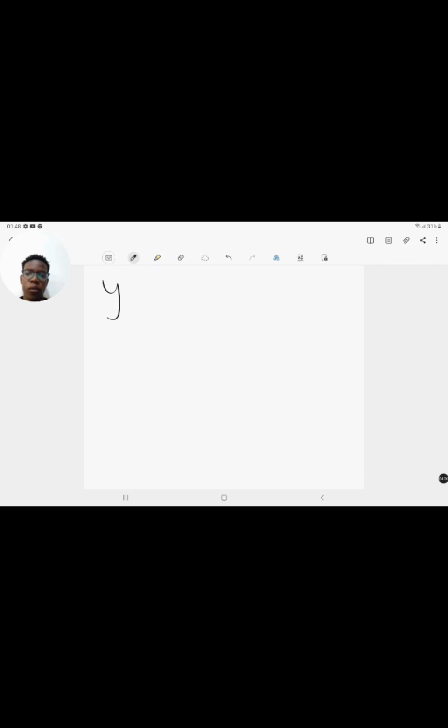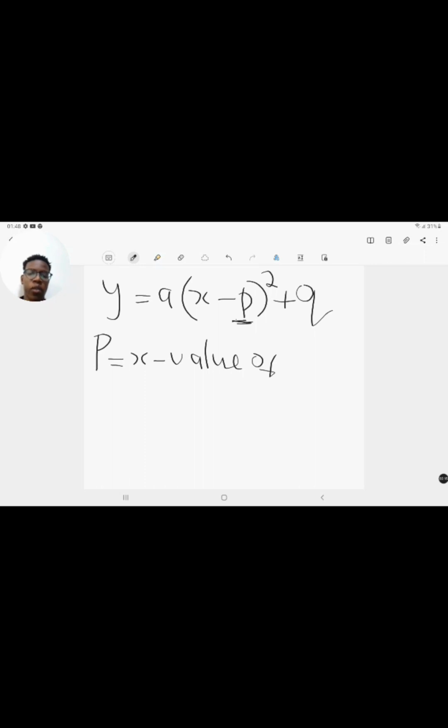We've got our standard form of y is equal to a(x minus p) all squared plus q. Now what I said is the standard form helps us to identify the turning point of the quadratic function that we will be looking at. Whatever quadratic function we're looking at that is expressed in this form, we can immediately tell what the turning point is. So this value p is the x value of our turning point. Okay, p is the x value of our turning point.